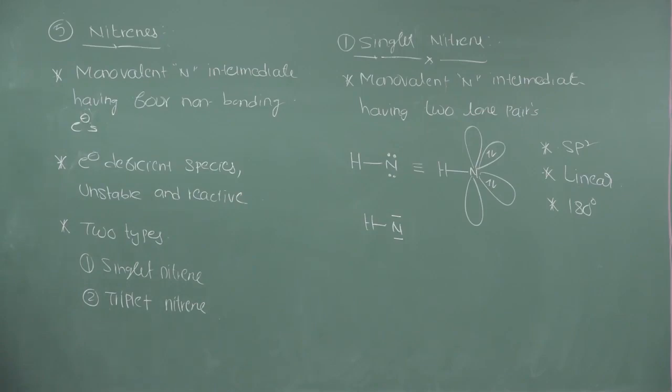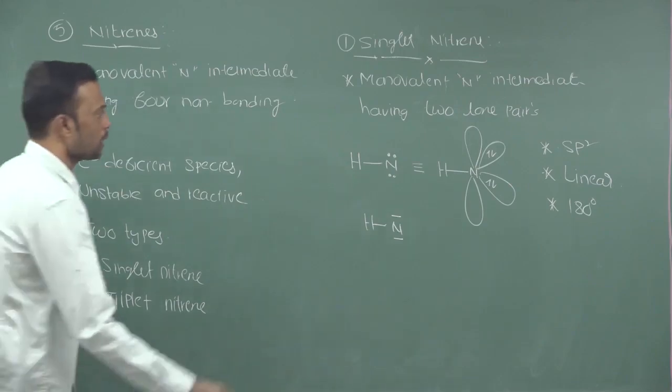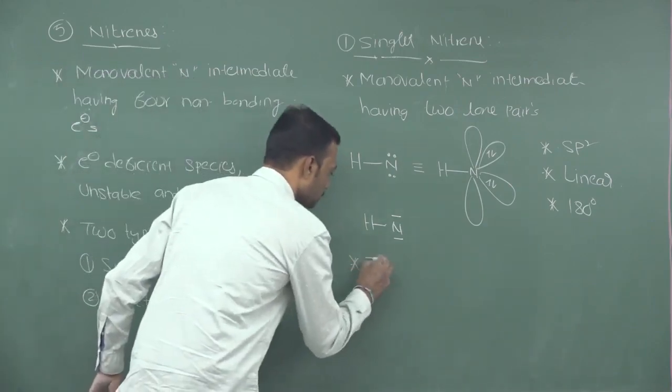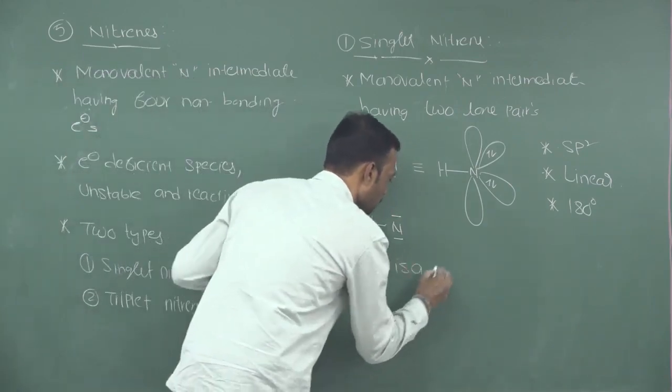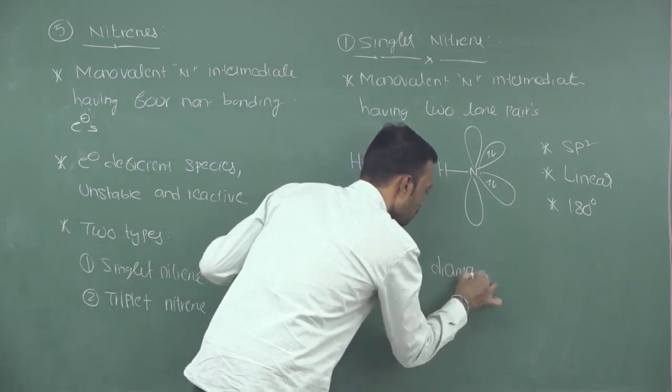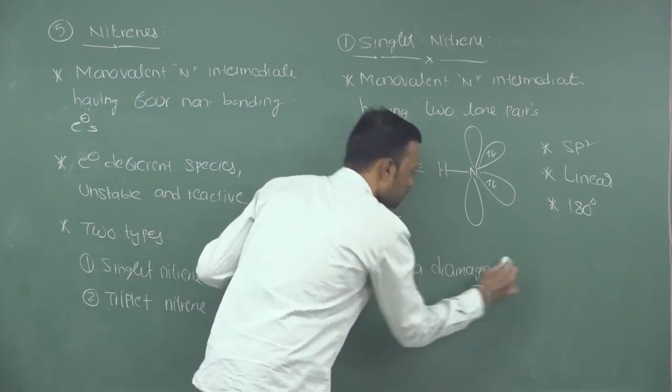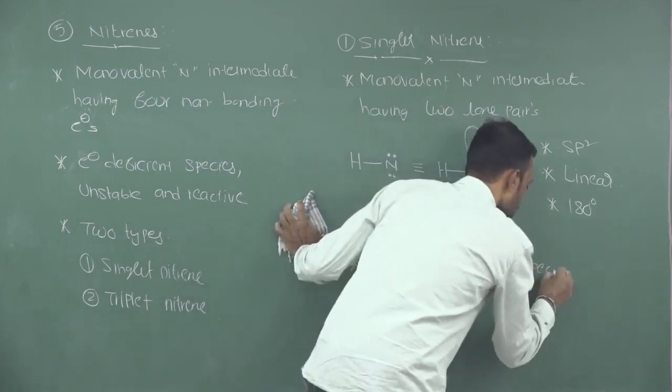Monovalent nitrogen intermediate having 2 lone pairs of electrons. Is it paramagnetic or diamagnetic? Especially singlet nitrene is a diamagnetic species. It is a diamagnetic species.